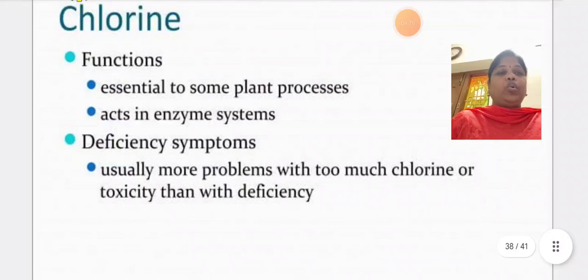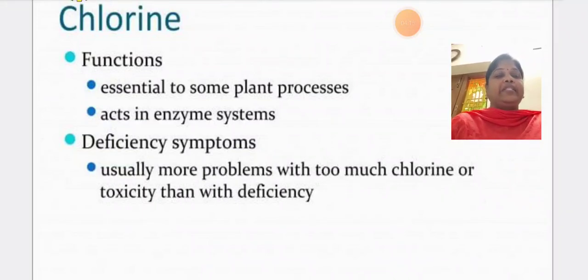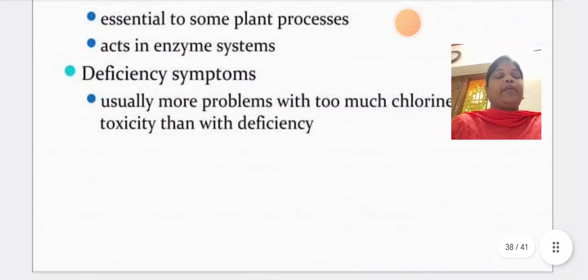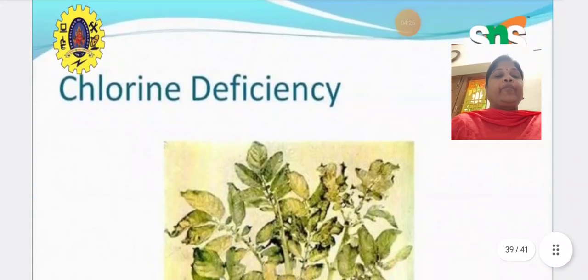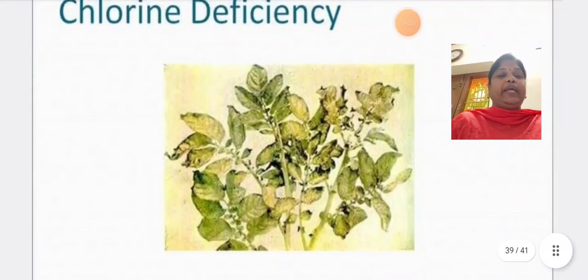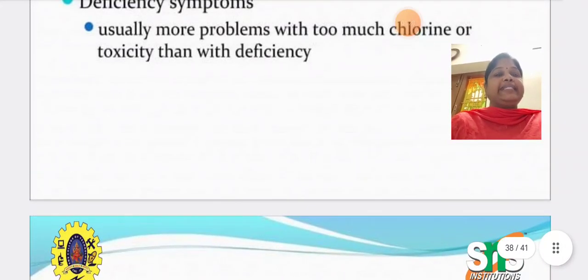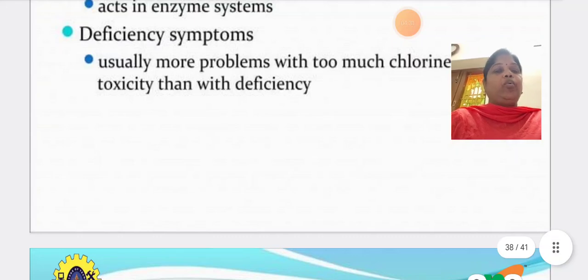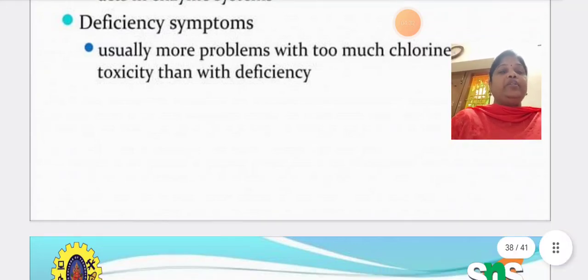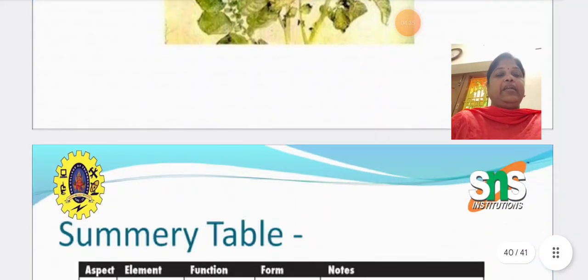Then another one is chlorine. The function of chlorine is that it is essential for some plant processes and acts in enzyme systems. Usually there are more problems with too much chlorine, which is toxic, than with the deficiency. Toxicity is the main problem with chlorine. Chlorine deficiency appears yellow in color. It looks like toxicity appears. So it's actually a toxicity problem rather than a deficiency.